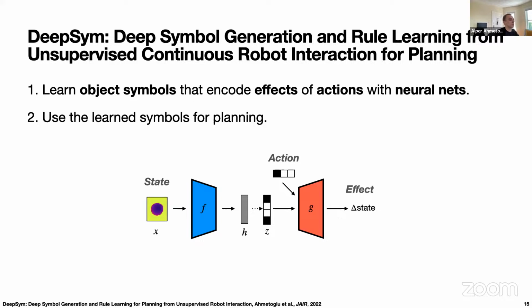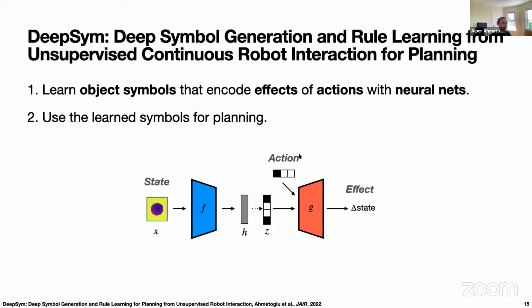To satisfy these requirements, we proposed DeepSim, where we learn object symbols that encode effects of actions with deep neural nets. By symbols, I mean, remember the predicates that we had in symbolic AI systems. These symbols are basically truth values that are either true or not, so they can take two discrete values. You can think of them as taking a continuously valued input and outputting 0 or 1. So it's a mapping from a continuous world to a discrete, Boolean world. If we can learn object symbols that encode effects of actions, then we can use those learned symbols for planning purposes.